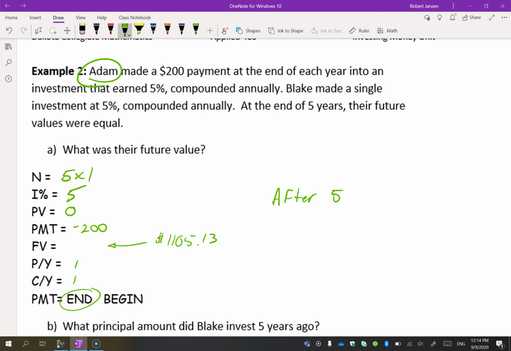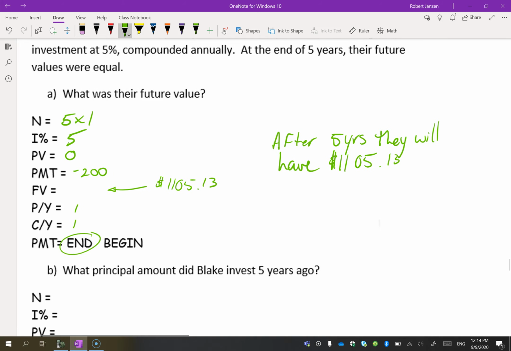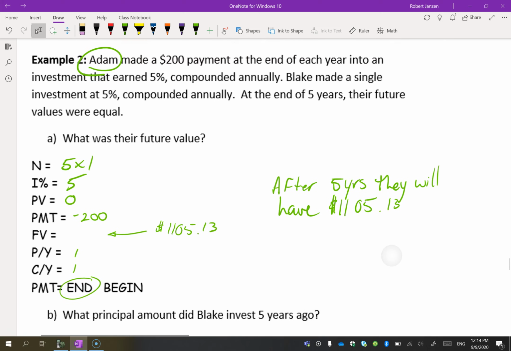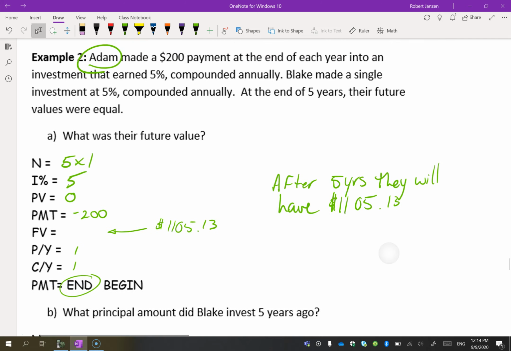After 5 years, they will have $1,105.13, because it does say they have the same future value. Okay? So, what principal amount did Blake invest? So his was a little different. He didn't put yearly payments in. We just know that he ends up with the same amount.